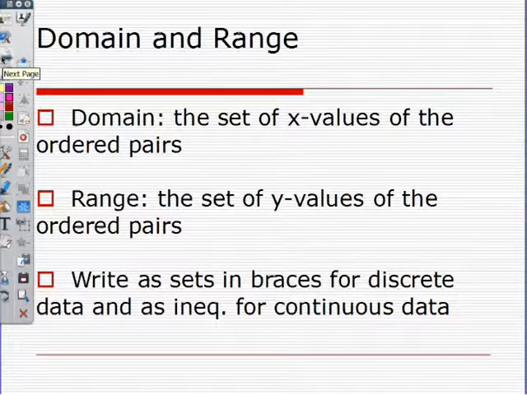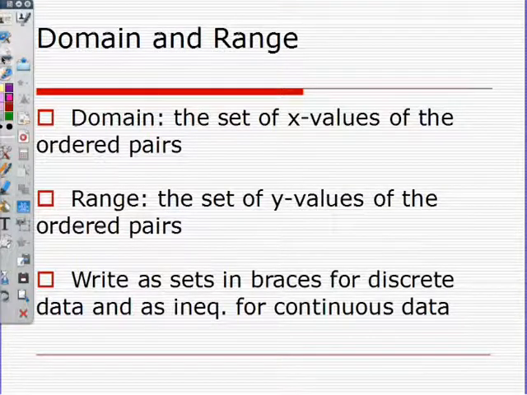More vocabulary. Domain. Okay. The domain is the set of x values of the ordered pairs, and we generally list them as a set in braces. The range is the set of y values of the ordered pairs. This is really something you just have to memorize, which is the domain and which is the range.